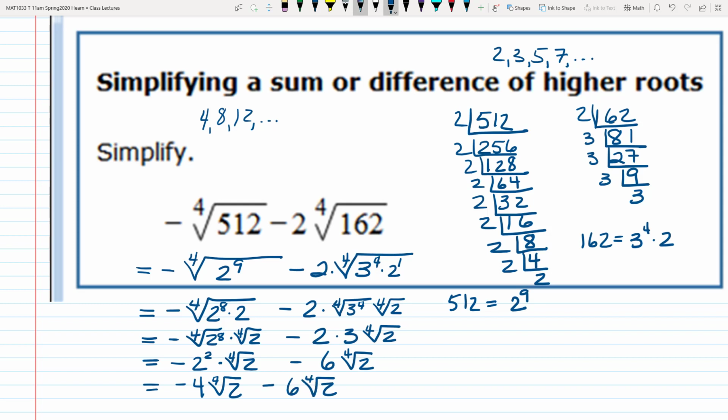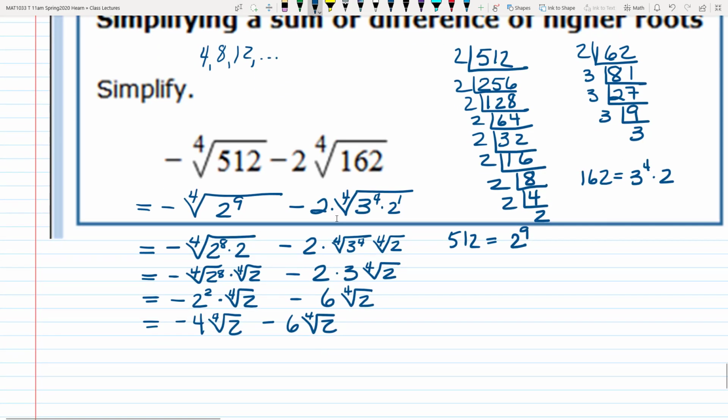Now we have like radicals. They have exactly the same index 4 and the same radicand 2. So I can just subtract their coefficients. Negative 4 minus 6 is going to be negative 10 4th roots of 2. And we're done.